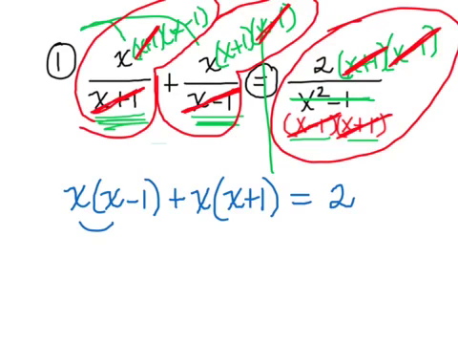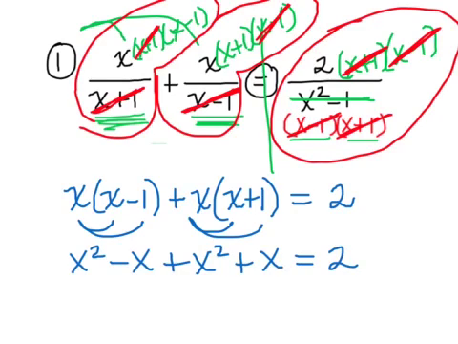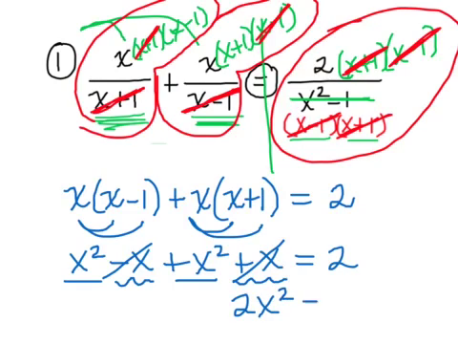So first we're going to distribute, and then we're going to see what we get. This is what I got when I distributed, and I'm able to combine some like terms here, and actually these two just undo each other and make a 0. So I end up with 2x squared equals 2. And so I'll divide both sides by 2, and I get x squared equals 1.